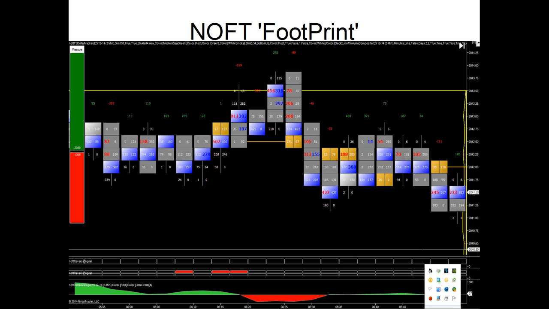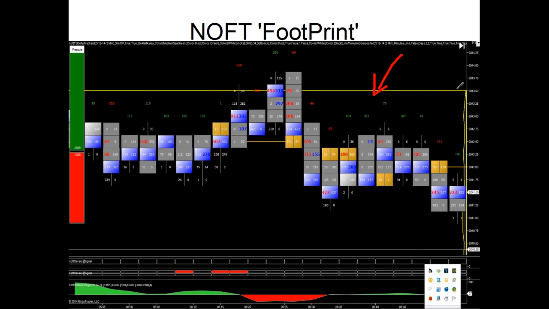All right, so this is a NOFT footprint instead. We've seen different setups. This is just a 3-minute chart, I believe, of the ES. And now this is highlighting numbers within the chart. This is actually giving me something to pay attention to. So when we come up into this 2043.50 on the ES, I know that's the high of the day, or previous high of the day, and this is actually a low volume area.